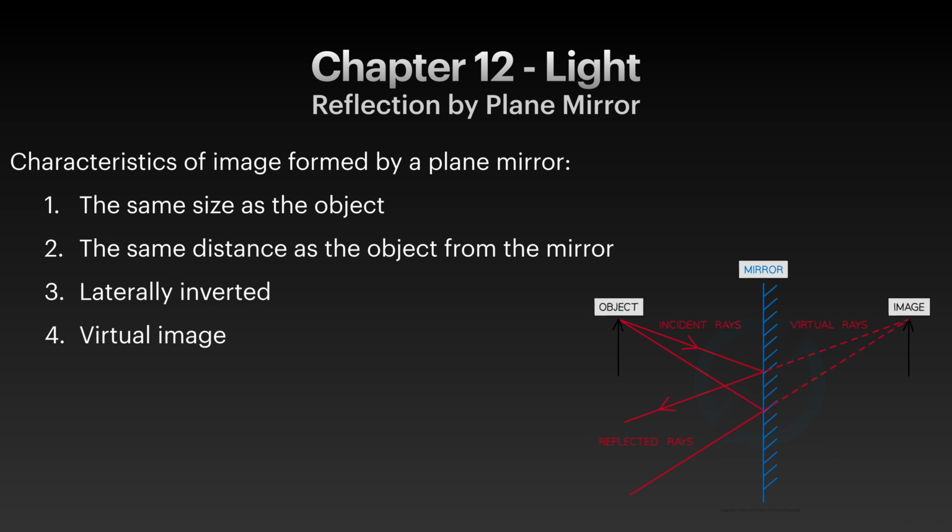Talking about reflection of light, we need to consider the reflection by the plane mirror. Some of the characteristics of images formed by the plane mirror are: it is the same size as the object, the image is at the same distance as the object from the mirror, the image is laterally inverted, and it forms a virtual image.